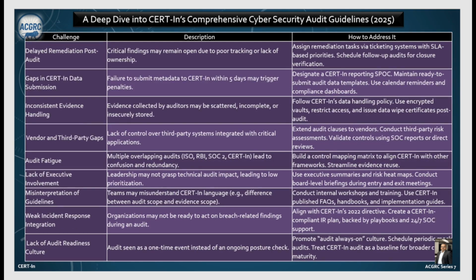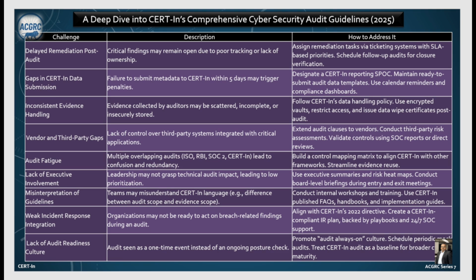Going forward, the next challenge is critical findings may remain open due to poor tracking or lack of ownership. This is a case of delayed remediation post audit. You can address this by assigning remediation tasks via ticketing systems with SLA-based priorities. You can schedule follow-up audits for closure verification.